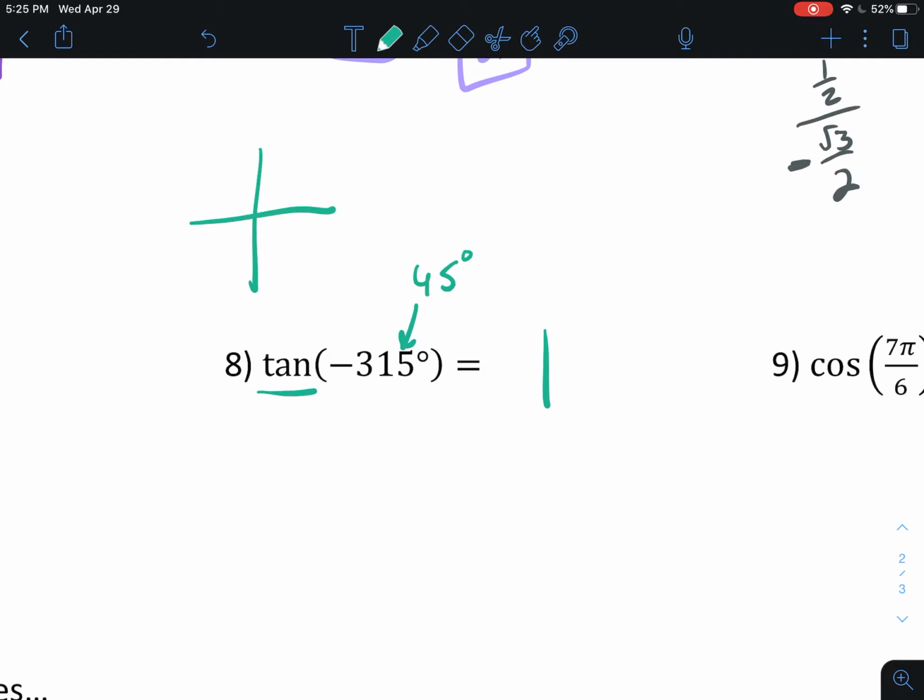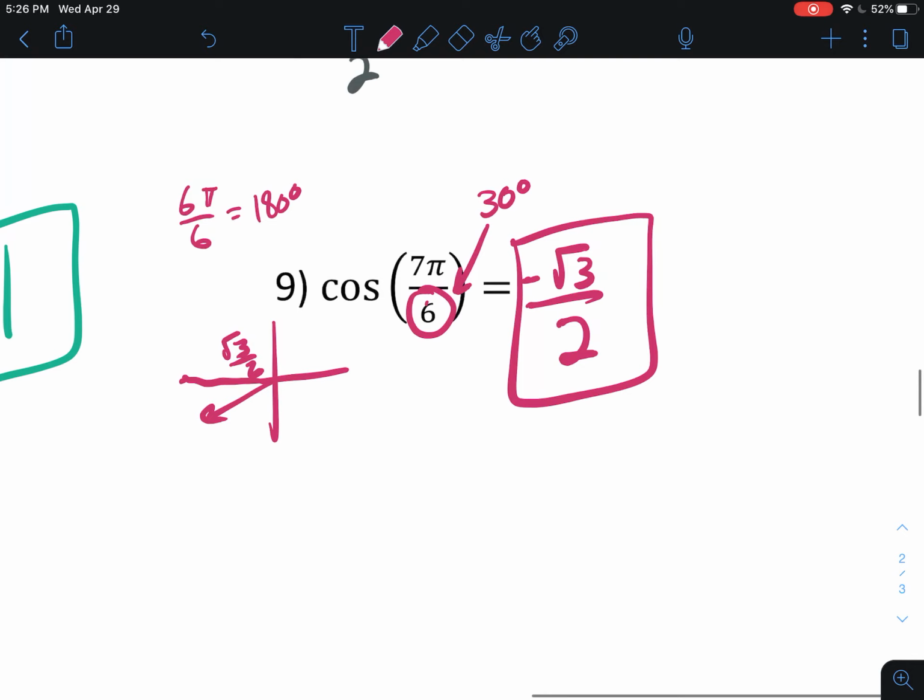Okay, last one of these ones. It's the cosine of 7 pi over 6. Pi over 6 automatically tells me 30 degrees. It's almost 6 pi over 6, which would be our 180 degrees, so we're just past 180 degrees, right here. It's asking us for the cosine of a 30-degree angle, so that's the x value. The cosine of 30 degrees is radical 3 over 2, so it's negative radical 3 over 2 because it's in the third quadrant.